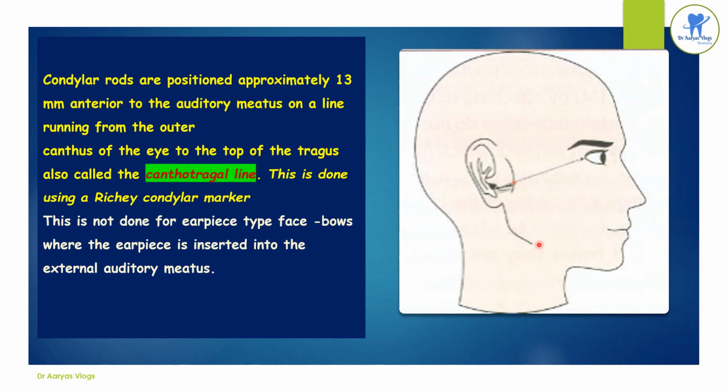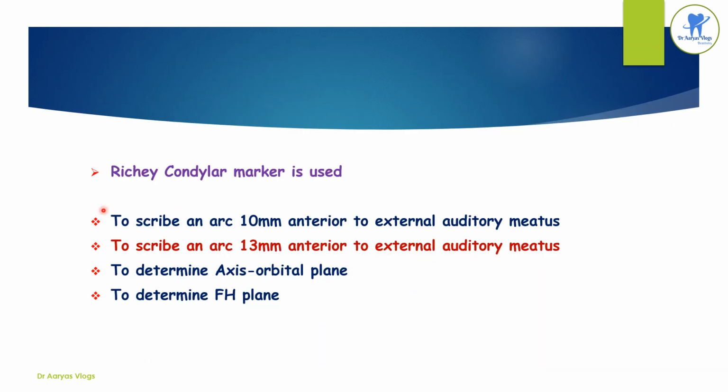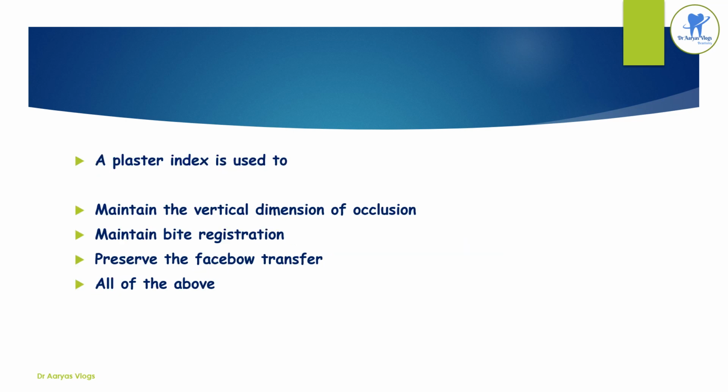And this is not done for earpiece type of face bow because the earpieces are inserted into the external auditory meatus itself. So it is not done for the earpiece type of face bow. This is where the Ritchie condylar marker is used. Okay. So what is the answer? To scribe an arc 13 mm anterior to the external auditory meatus. The plaster index is used to maintain the vertical dimension of occlusion, maintain bite registration, preserve the face bow transfer, all of the above. So what is the answer? Preserve the face bow transfer.